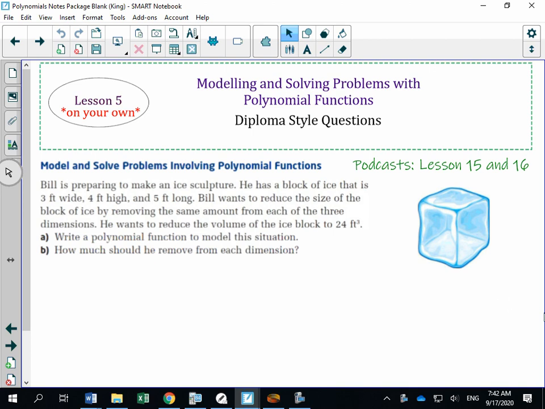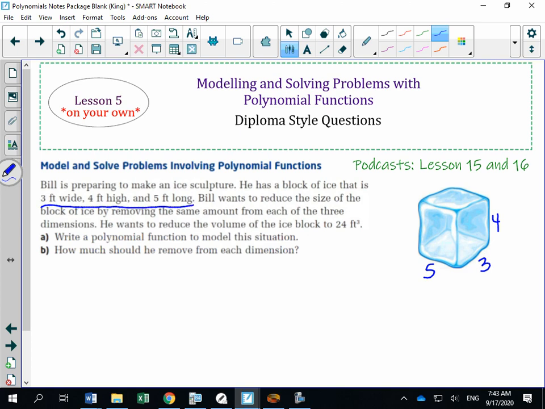So what this first question says is, Bill is preparing to make an ice sculpture. He has a block of ice that is 3 feet wide. So draw yourself a little rectangular prism, and we'll say that this block of ice is 3 feet wide, 4 feet high, and 5 feet long. Bill wants to reduce the size of the block of ice by removing the same amount from each of the 3 dimensions. He wants to reduce the volume of ice to be 24 feet cubed.